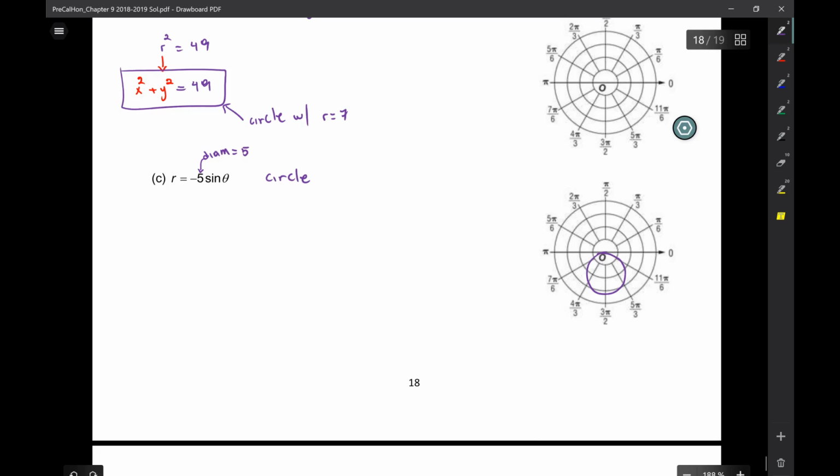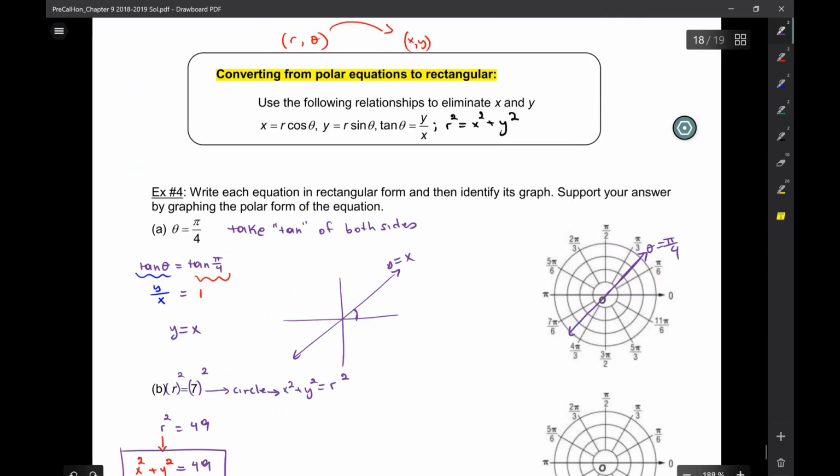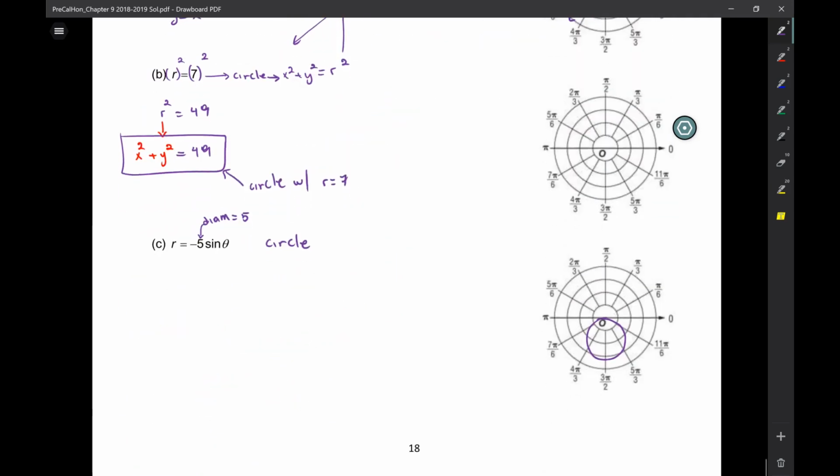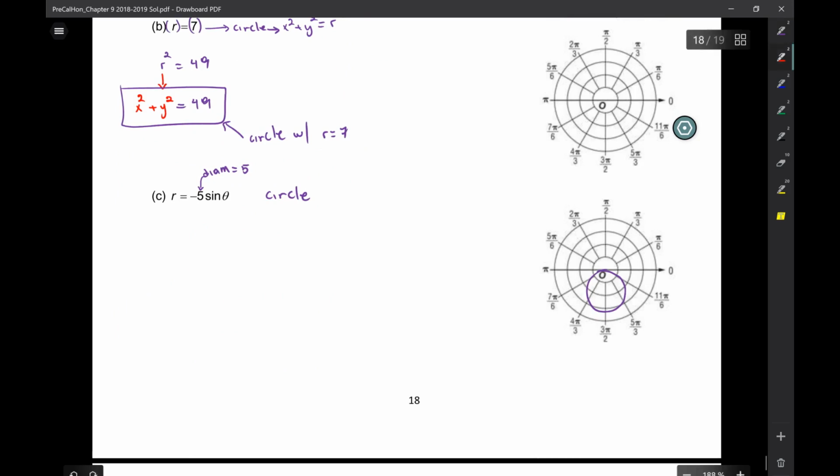So the thing to do here is I have r, and then I've got sine theta. To get rid of sine theta, what I need it to look like is r sine theta. Then I could make it a y. So I'm like, okay, if I could only make that an r sine theta, maybe I could just multiply that by r. And wait, let me multiply that by r as well. And then I'm like, wait a minute. When I do that, I get r squared, which is always a good thing, right? So why don't we do that? R squared is equal to negative 5r sine theta.